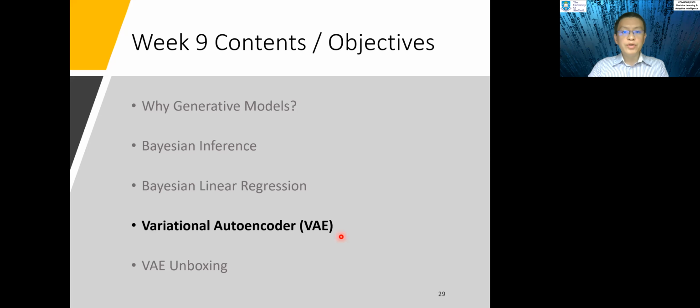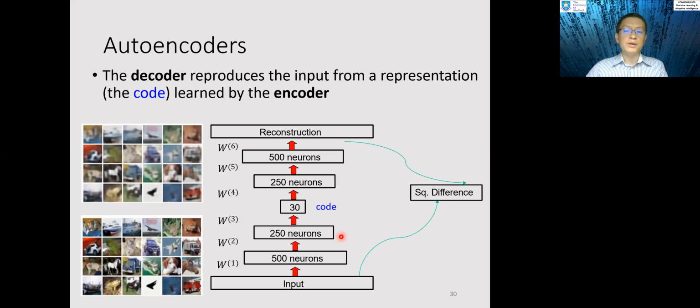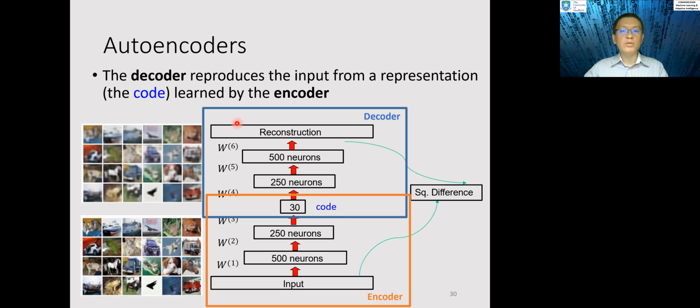Let's study Variational Autoencoder, VAE. We have studied autoencoder already. So this is one of our earlier slides for autoencoder. It has an encoder which takes the input and learns a low-dimensional representation, the code or the bottleneck. And then this code will go into a decoder which attempts to reconstruct the input.